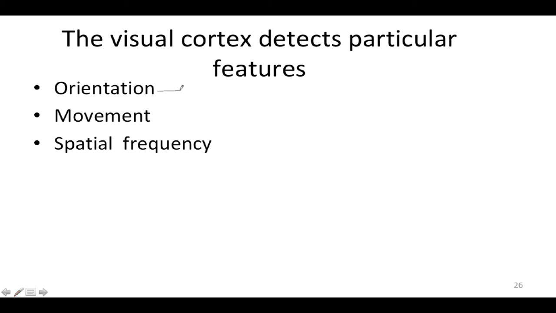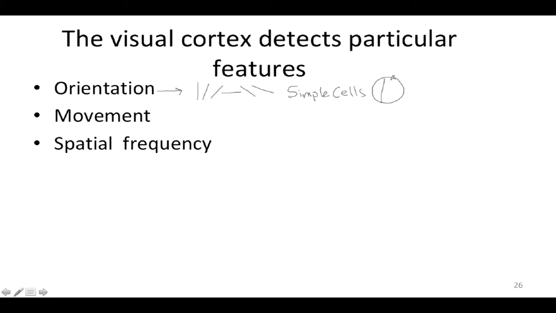So there are neurons that detect orientation. What I mean by orientation is an object or a particular part of an object being vertical, diagonal, horizontal, and so on. So it will have a particular response if the angle of the object fits its preferred orientation. And these are called simple cells. And so simple cells detect an orientation by having a preference for a particular orientation.